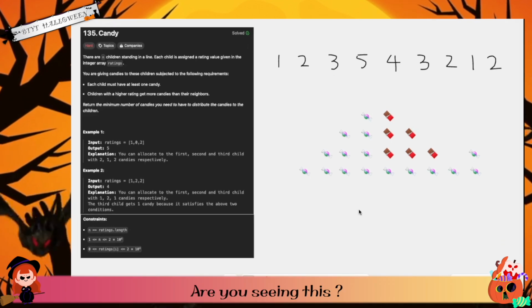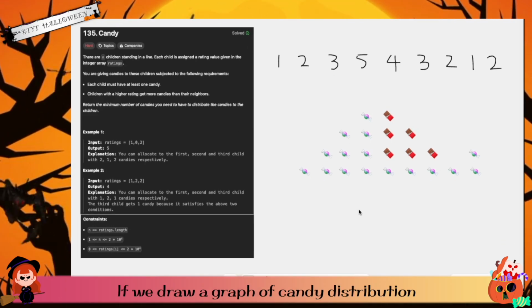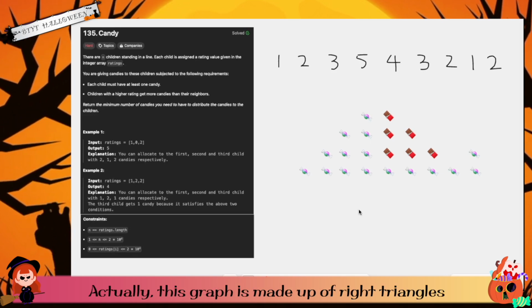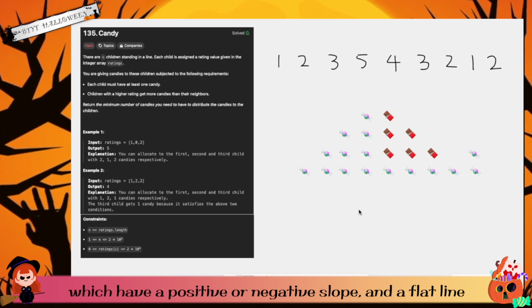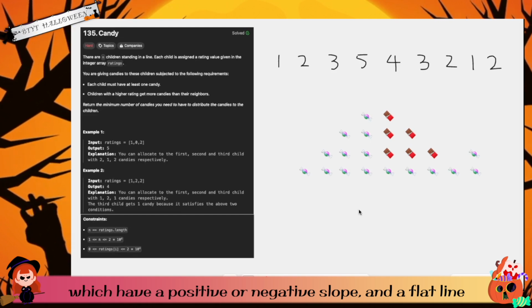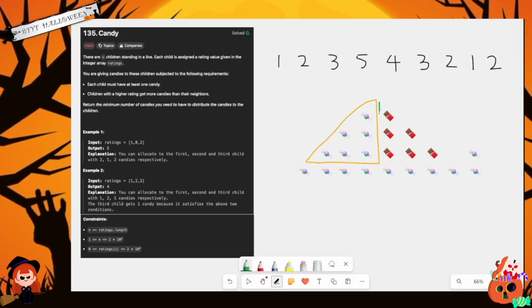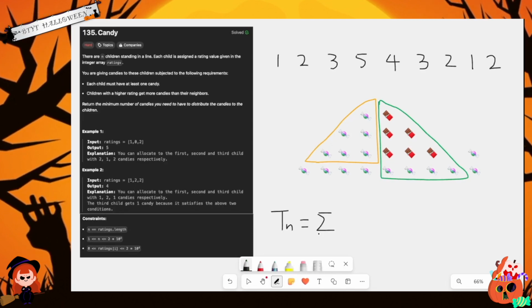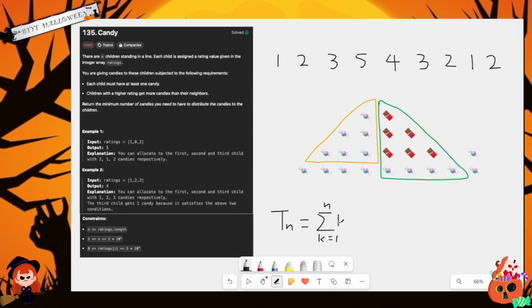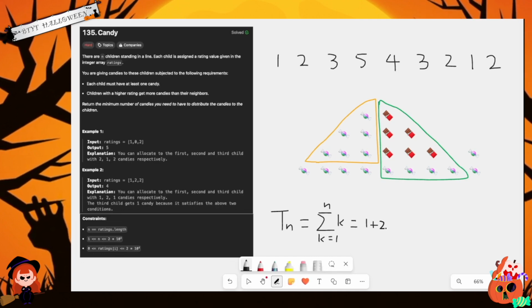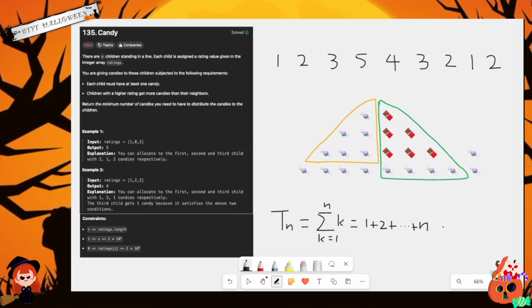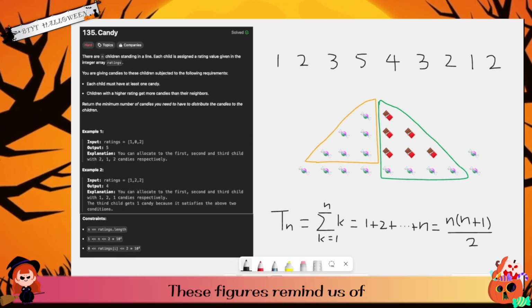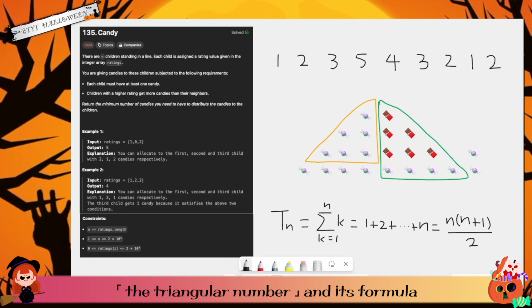Are you seeing this? If we draw a graph of candy distribution, we can find the triangles in it. Actually, this graph is made up of right triangles, which have a positive or negative slope, and a flat line. These figures remind us of the triangular number and its formula.